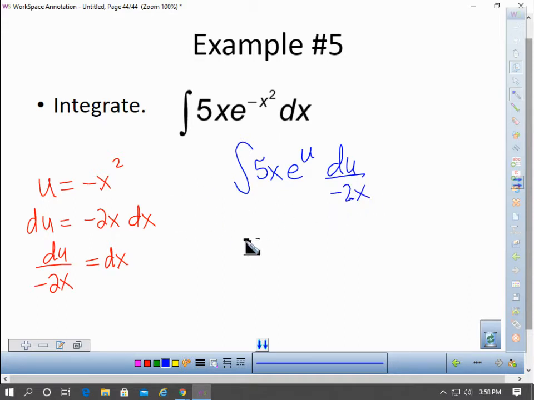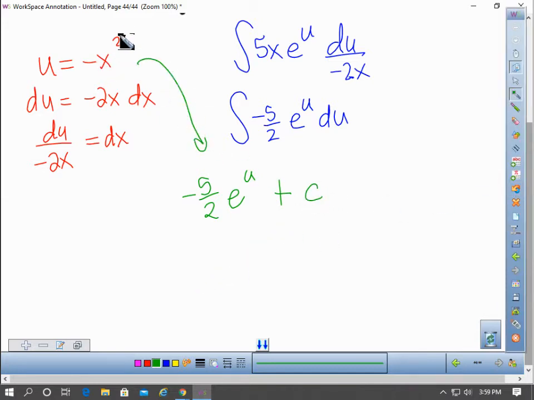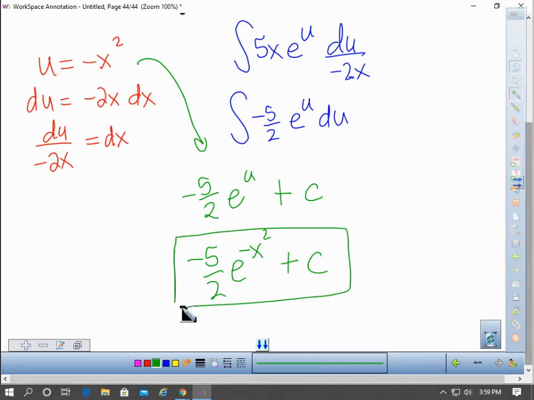So now you will notice the x's cancel away. So the only fraction I have, negative 5/2, is my fraction. The x's are gone, and I'm left with e to the u du. All right? So now I'm ready to do my antiderivative. When you do your antiderivative, you keep your fraction. So negative 5/2. The antiderivative of e to the u is e to the u plus c. So then you stick the u back in. So we replace negative x squared. So negative 5/2 e to the negative x squared plus c, and that is my answer.